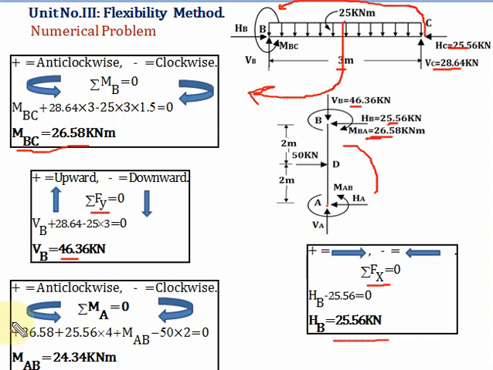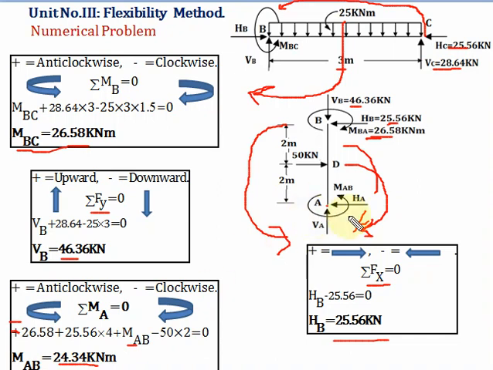We have considered it plus. Then next is HB, it is acting in the anti-clockwise direction, so plus, and 25.56 into the length, which is 4. Then the moment at AB is acting in the anti-clockwise direction, so plus, and minus 50 into 2 is acting again in the clockwise direction, so minus. After solving this we'll get the value of MAB as 24.34 kilonewton meter.